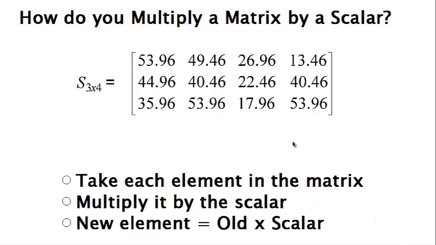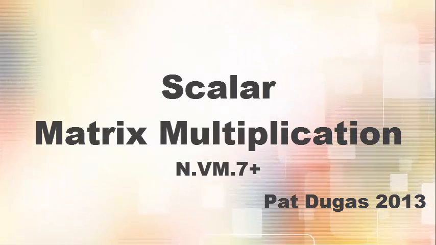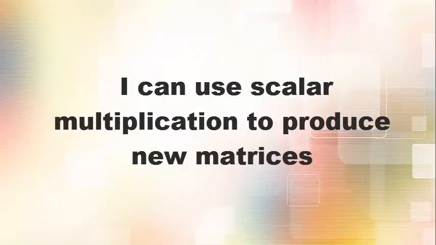And again, the process is to take each element in the matrix, multiply it by the scalar, and get the new element. So hopefully you've picked up on how scalar matrix multiplication works and why it's important.